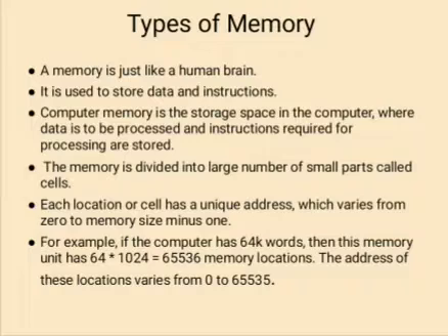So memory is divided into large number of small parts called cells. So memory is divided into large number of small parts. So that parts we are going to call what? Cells. So each location or cell has a unique address. So here what happens? Each address, location or that cell.